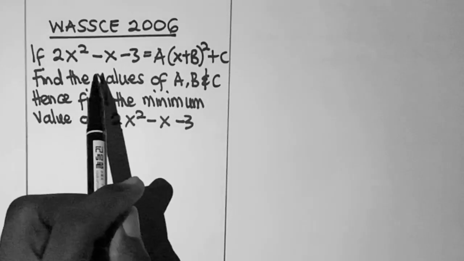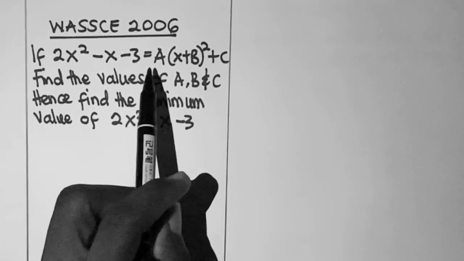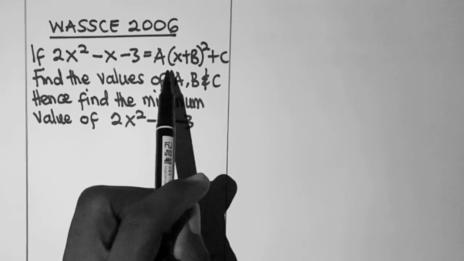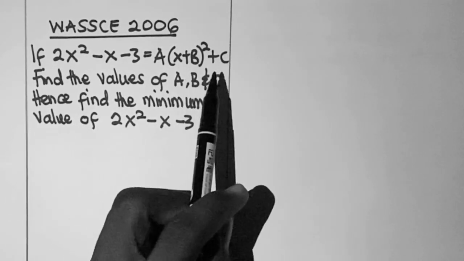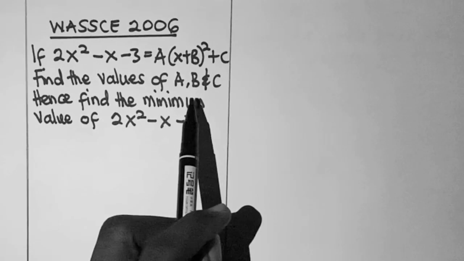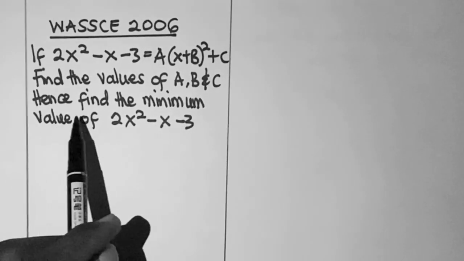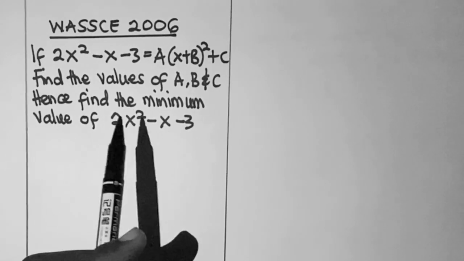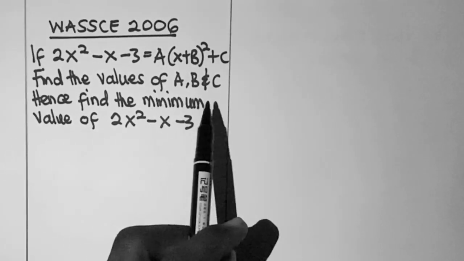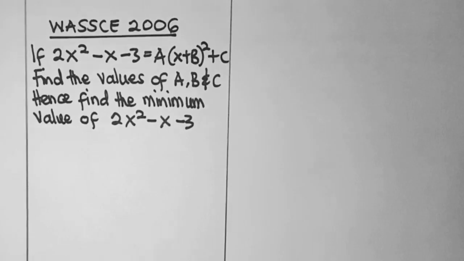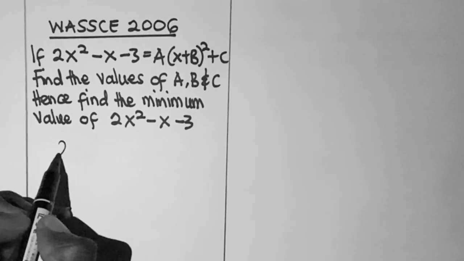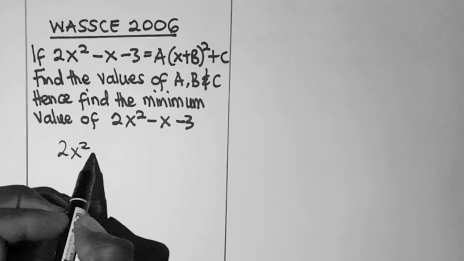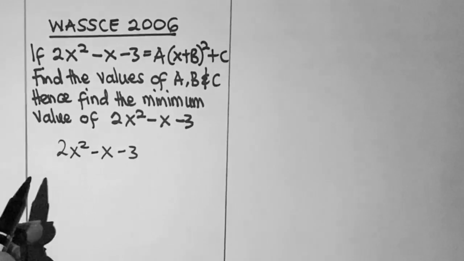If 2x squared minus x minus 3 is equal to a times, in brackets, x plus b all squared plus c, find the values of a, b, and c. Hence, find the minimum value of 2x squared minus x minus 3. So, in order to be able to find the values of a, b, and c, we need to complete the squares. So, the equation is 2x squared minus x minus 3.